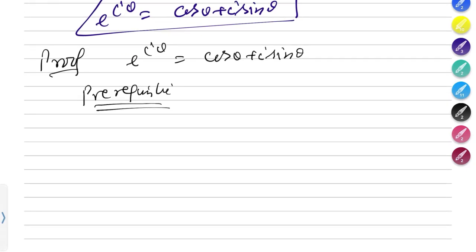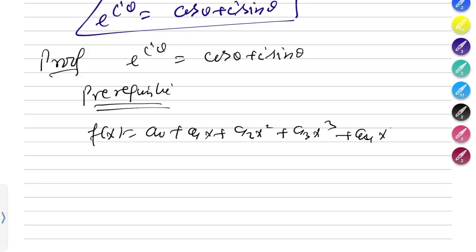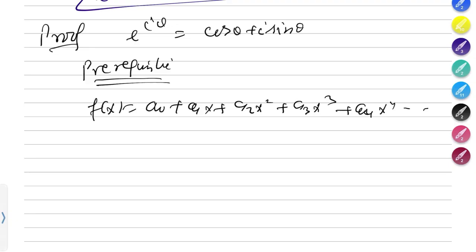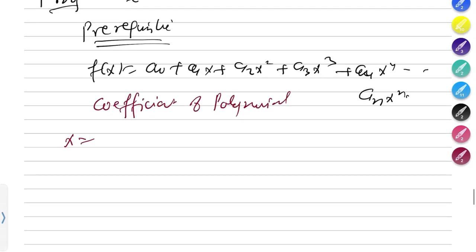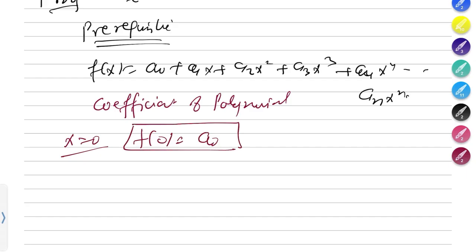What is prerequisite? First of all, let's say any polynomial is written like this: a0 plus a1x plus a2x square plus a3x cube plus a4x to the power 4 and so on. Let's say an n degree polynomial, so we have an x to the power n. Our aim is to find the coefficients of the polynomial. If we substitute x equal to 0, I will get f(0) is equal to a naught. So the coefficient a naught is nothing but f(0).